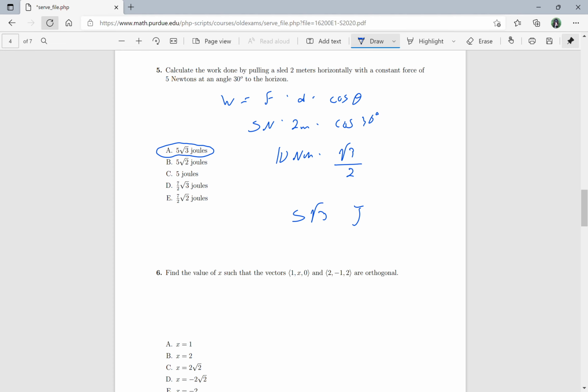Find the value of x such that these vectors are orthogonal. That's a 0 dot product. 1 times 2 is 2. x times negative 1 is negative x. 0 times 2 is 0. And this dot product should equal 0. So x should be 2.